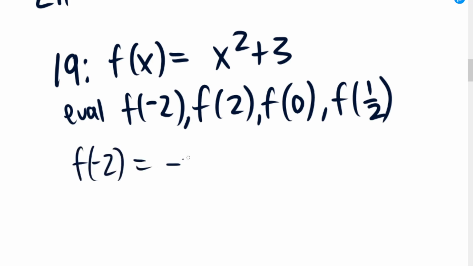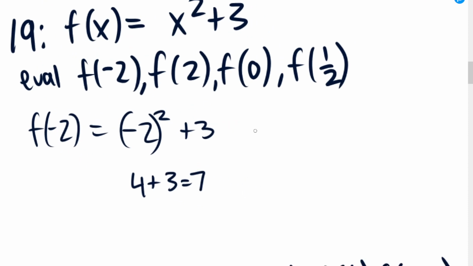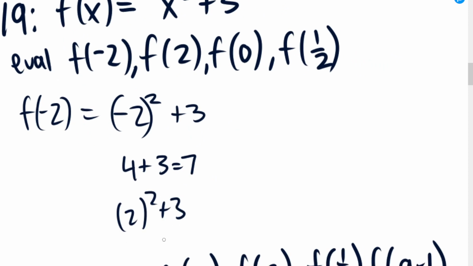That will be equal to negative 2 squared plus 3. Now these parentheses are important. It's really good practice to use parentheses when you're plugging things in. And so this will turn into positive 4 plus 3, which is 7. Same for positive 2. It'll be 2 squared plus 3, which is 4 plus 3 equals positive 7.